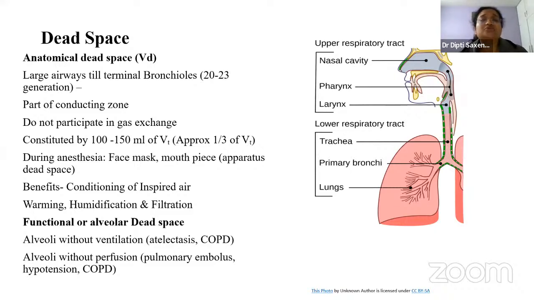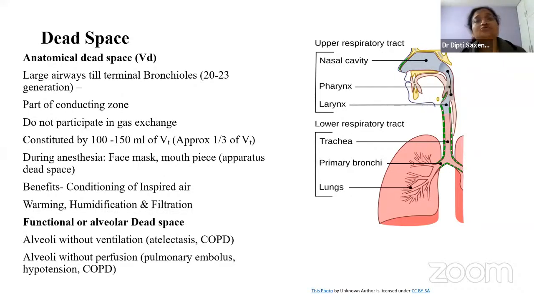Now, during anesthesia, when we are using face mask, when we are using the circuit mouthpiece, all of them constitute dead space, which is known as the apparatus dead space. So this is very important that we reduce our dead space at the time of mechanical ventilation. Otherwise, it will hamper the pulmonary gas exchange. Now, what are the benefits of having this anatomical dead space? There are certain benefits as well, because the air that we inspire is very dry. It may be full of infections. So all these things need to be curbed down, which happens by conditioning of the inspired air through warming, humidification, and filtration.